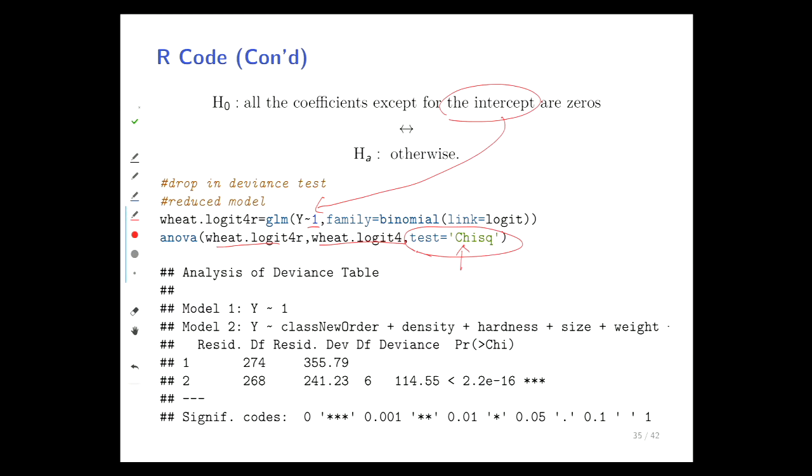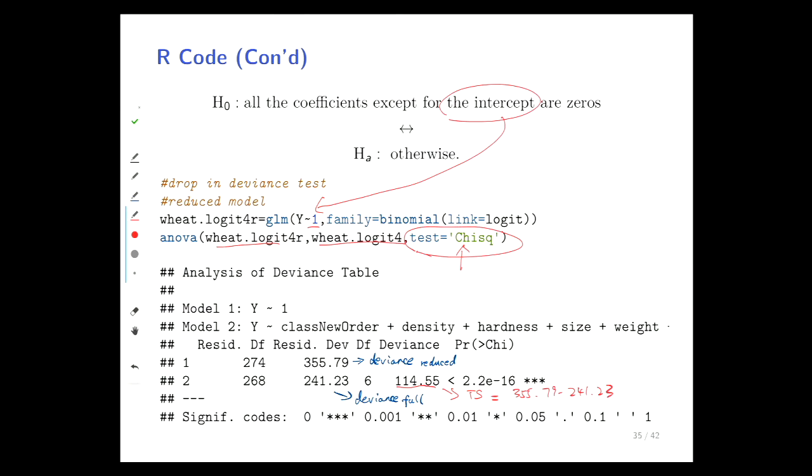And then we can obtain the deviance of the full model. So that should be the deviance of the reduced model, and that is the deviance of the full model. And this is our test statistic. Our test statistic is actually the difference, so it just equals 355.79 minus 241.23. So that's our test statistic.